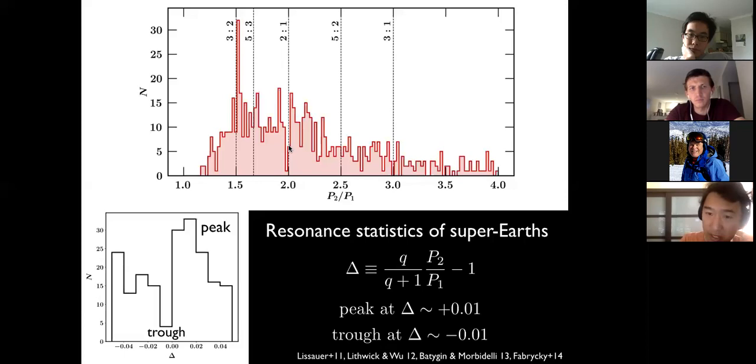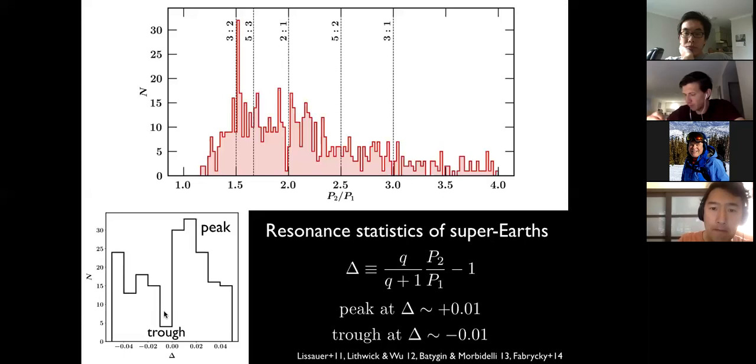You can see it more clearly when you bin the data. Here, we're plotting things versus delta. So delta is our measure of the fractional separation away from resonance, right? Away from this perfect integer ratio of either 3-2 or 2-1. And when you bin the 3-2 and the 2-1 systems together, you find there's this characteristic peak at a delta of about 1%, and there's an associated trough at delta of -1%. And of course, this problem was first recognized by Lithwick and Wu, who recognized its importance and also developed a very nice solution that Nick and I have tried to build upon. Okay, so I'll try to describe what we've done since their work.